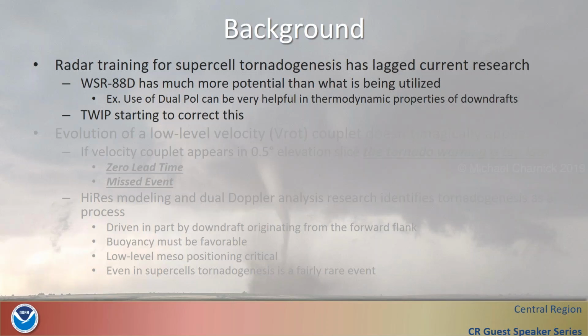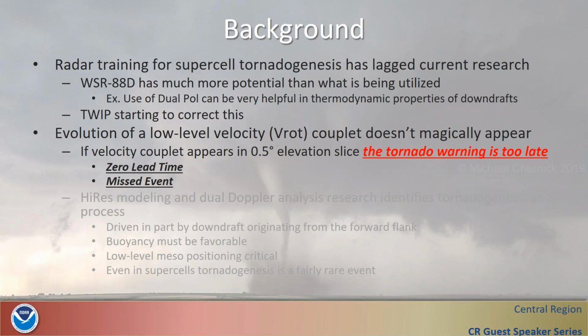Again, especially with dual-pol, we've heard a lot about how it can help you determine precip type, but it can also help you understand thermodynamic properties of downdrafts based on the type of hydrometeor in that downdraft. So obviously some of the TWIP training has started to correct this and catch us up to where some of the research is. But even some of the stuff that you may have seen with the ZDR ARC, that research has been around for well over a decade. So we're trying to get caught up on that.